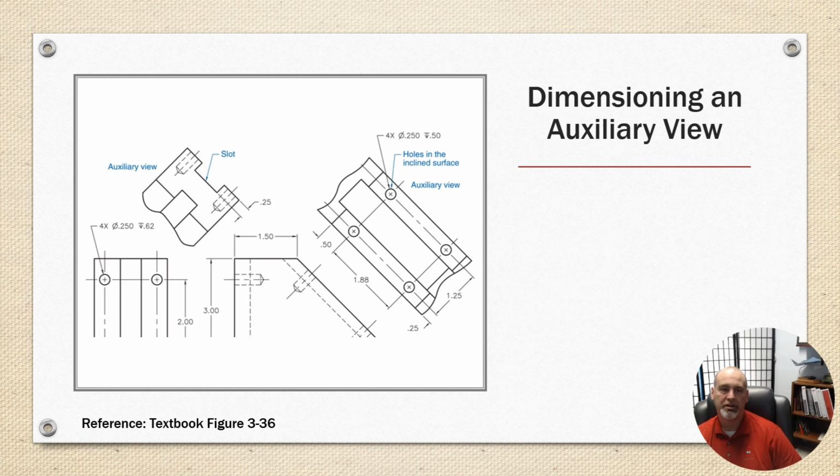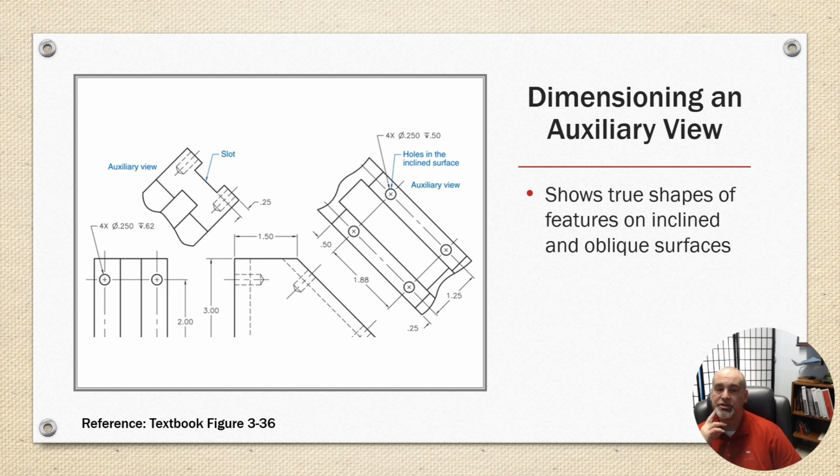Okay, dimensioning an auxiliary view. An auxiliary view is one that's not going to be your standard orthographic views. It's projected at an odd angle, not 90 degrees from each other. It shows the true shapes of a feature on an inclined or oblique surface, and the dimensions should be parallel to the specified distances. So over on the left, you see an auxiliary view of the whole pattern in the face of this angled part, and the dimensions are in line with that view.